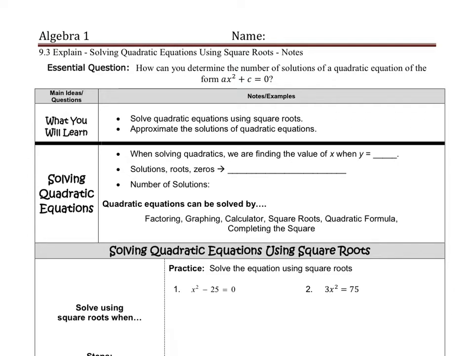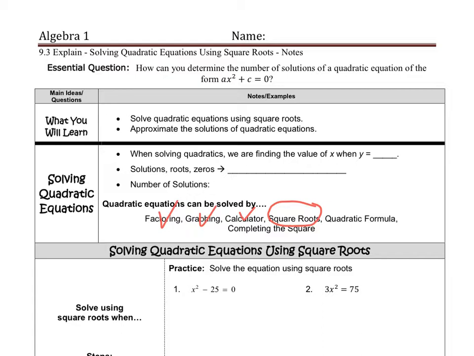Okay, in today's video, we're going to continue exploring different ways to solve quadratic equations. So far, we have already solved quadratic equations by factoring, by graphing, by using our calculator. Today, we're going to work on solving quadratics using square roots. We will do the other two in further lessons.